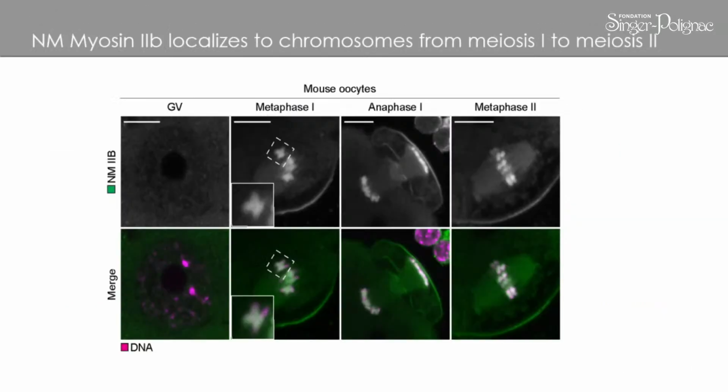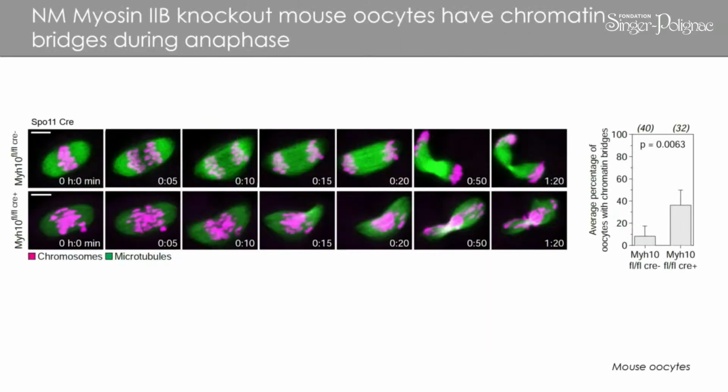Now, coming back to the mouse situation, what about mouse oocytes? And to investigate this, it took us a really long time. We established a knockout approach where we depleted the myosin, because it's so stable in the mouse, at a really early stage of oocyte development with a SPO11 Cre. And here in the top, you can see a control spindle. Everything is fine.